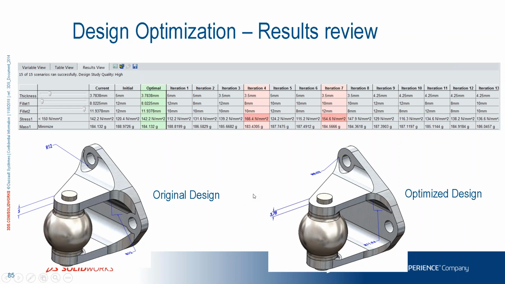This is on the left, the original design, and on the right, there is the optimized design. Of course, the dimensions are not rounded, but you can change them. And one important information for you is that when you click on the optimal design, the model is immediately changed. So what you see on screen has already its dimension changed. You don't have to do anything. It's ready.